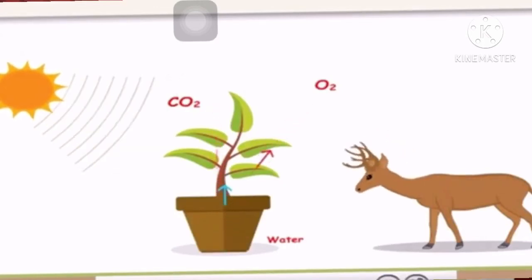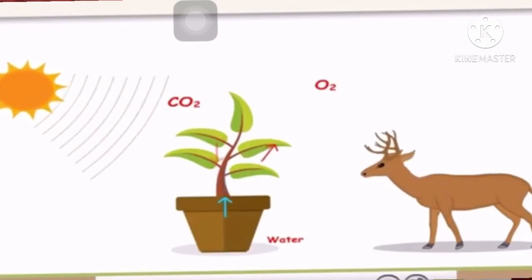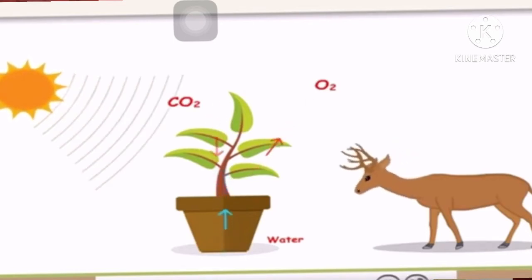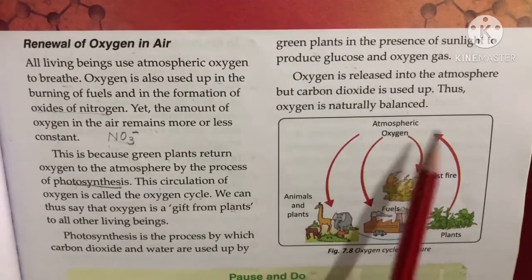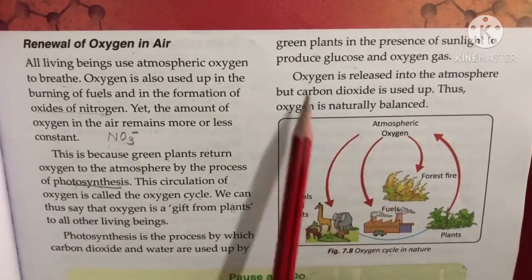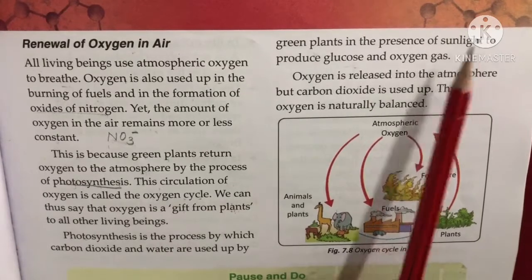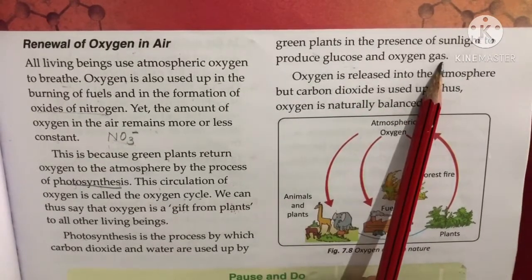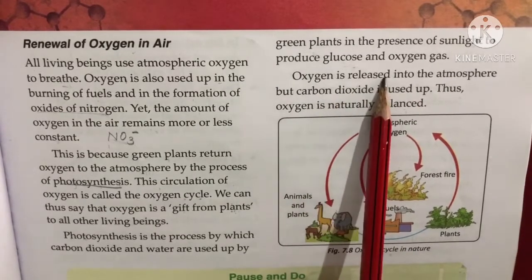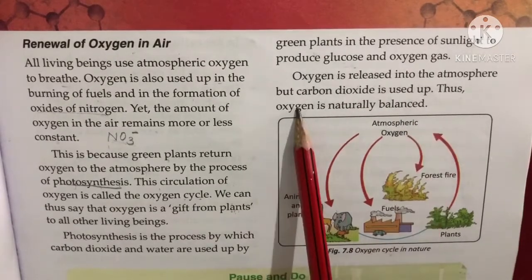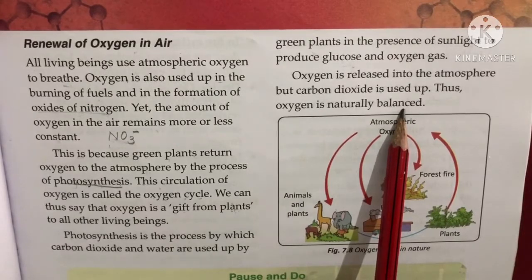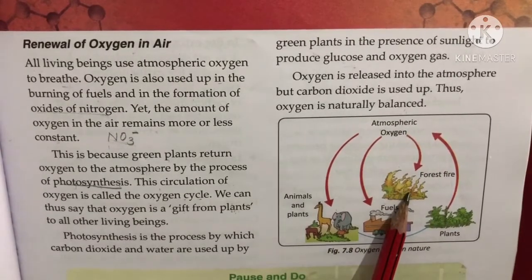Photosynthesis is a process by which carbon dioxide and water are used up by the green plants in the presence of sunlight to produce glucose and oxygen gas. This is the photosynthesis process by which green plants prepare their own food. They use carbon dioxide and water in the presence of sunlight, and they produce glucose and oxygen gas. So oxygen is released in the atmosphere, but carbon dioxide is used up. Thus oxygen is naturally balanced. This is the renewal of oxygen in the air.